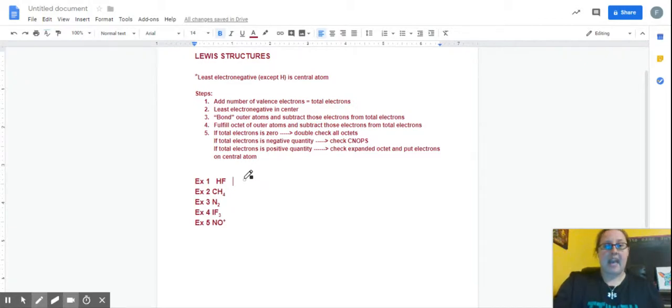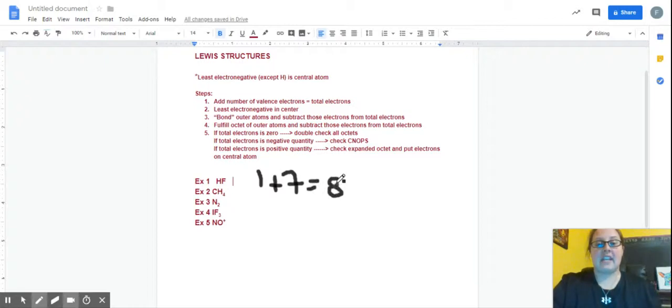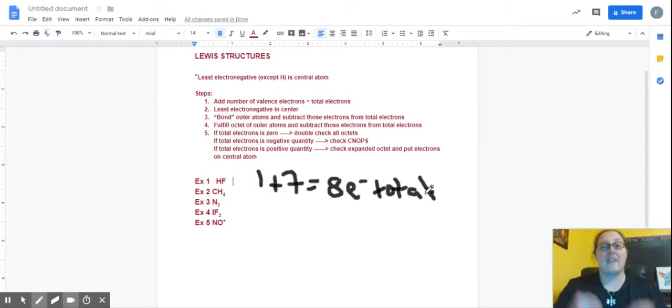So very first step, add number of valence electrons and get my total. So hydrogen has a total of 1 valence electron, and fluorine has a total of 7 valence electrons. So if I add those values together, that equals 8. Now, this means that I have to use no more, no less than 8 electrons in my Lewis structure. And that has to fulfill my octets of everything.